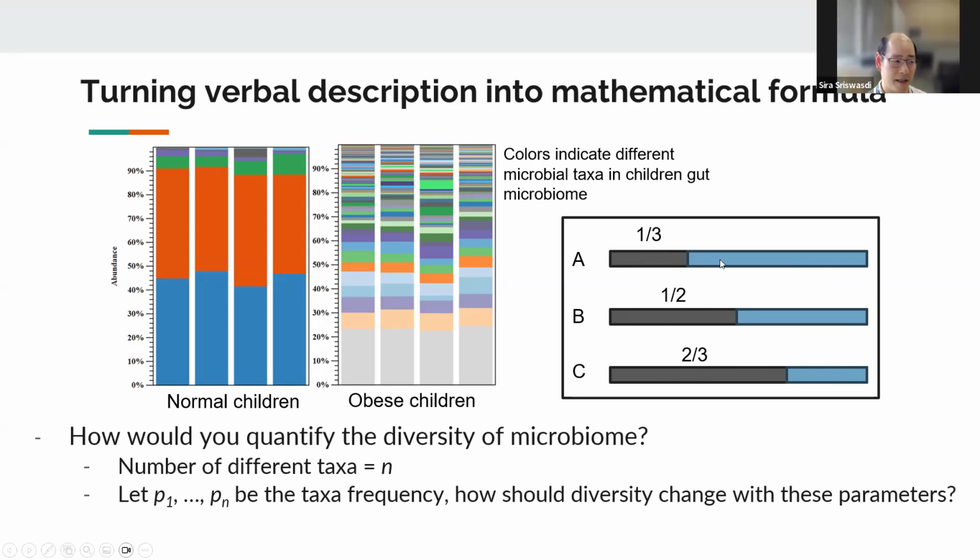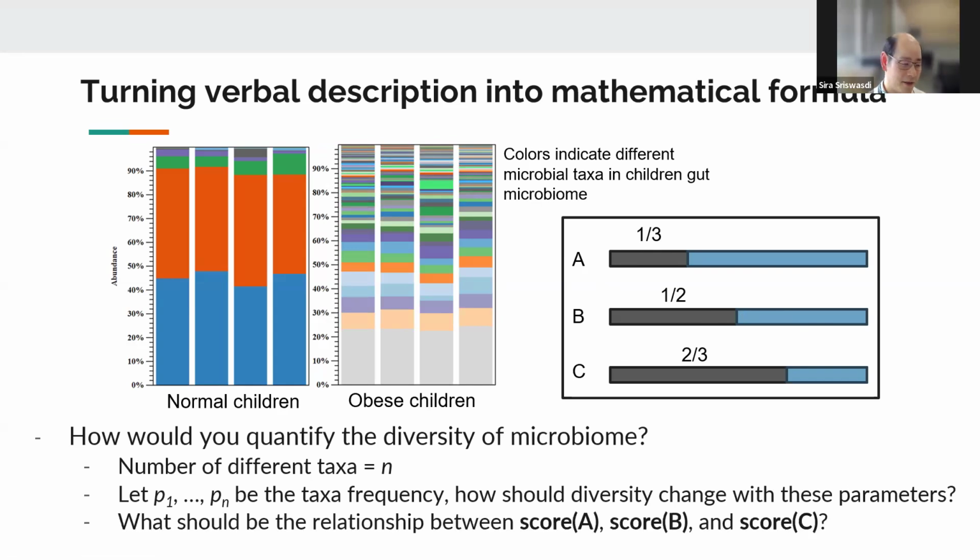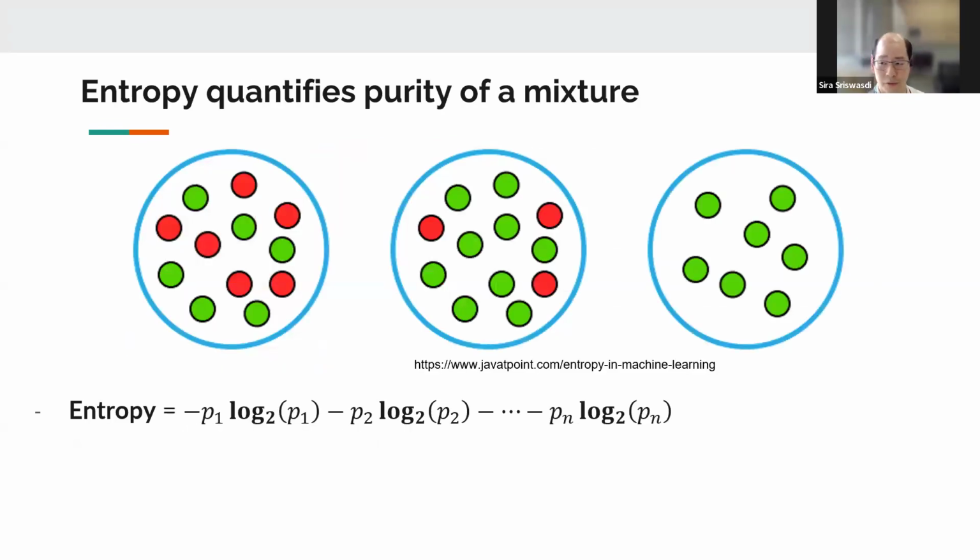But in terms of the complexity, in terms of how complex the population is, A and C are actually the same because you have 1/3 of one population and you have 2/3 of another population. It's the same 1/3 and 2/3. It just has different colors. For B, this is 1/2 and 1/2. So what we can calculate to distinguish between A, B, and C, we can look at the distribution or the proportion of different taxa.